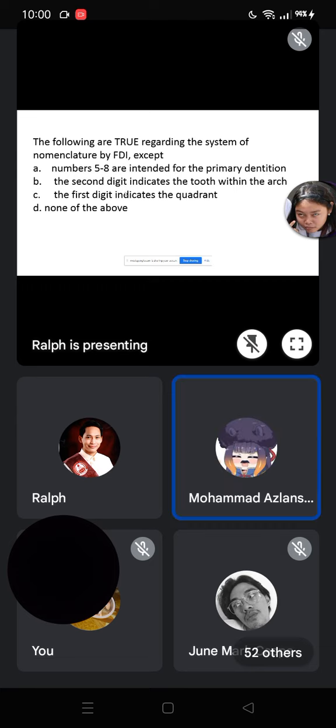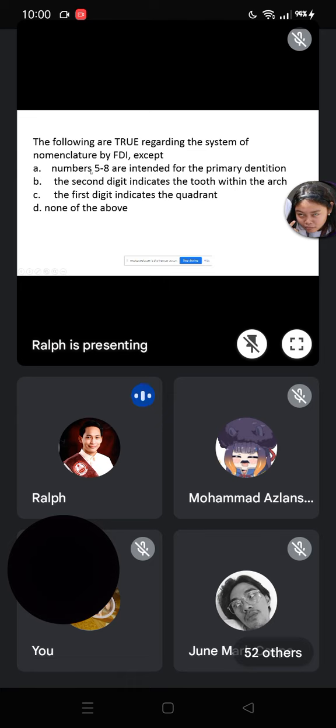Ako, Doc. Letter B, Doc. Sige, can you expound on this? Okay, sige. Can you expound why did you answer B? Okay, because the term they use, Doc, is within the arch, not within the quadrant. Correct. Okay, since it's FDI. Correct, exactly. By the way, Muhammad got the highest score, 34. Guys, it's another tricky question.